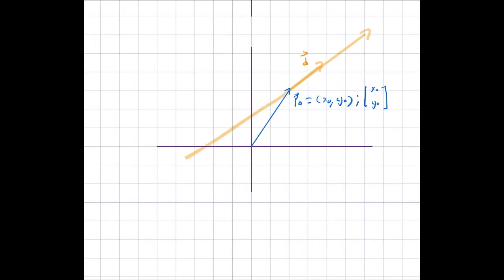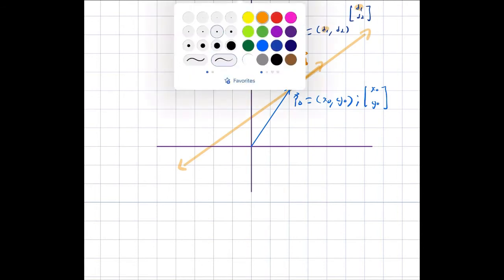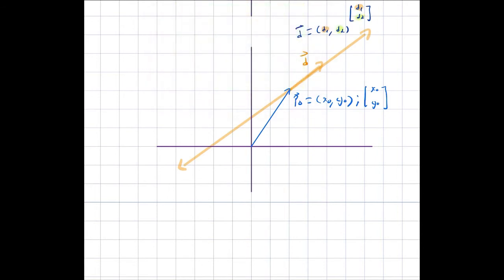Let's go in both directions from here. There we go. This is the line in vector form. This is d, and let's say d is equal to (d1, d2). This really emphasizes that the x is on the top and the y is on the bottom when you stand these vectors upright. So L is (x0, y0) plus t times (d1, d2).